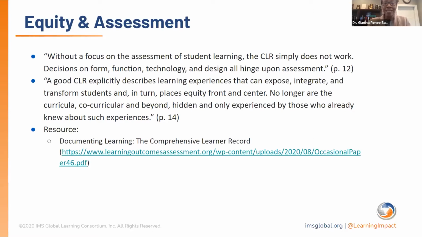So again, one part that I quoted yesterday is: without a focus on the assessment of student learning, the CLR simply doesn't work. Decisions on form, function, technology, and design all hinge upon assessment. And then if we really start to dig deeper, and we think about what a good CLR can do, it hopefully will explicitly describe learning experiences that can expose, integrate, and transform students, and in turn place equity front and center. No longer are the curricular, co-curricular, and beyond hidden and only experienced by those who already knew about such experiences. If we really want to ensure that our students are getting an equitable education, this is inherent in the work.